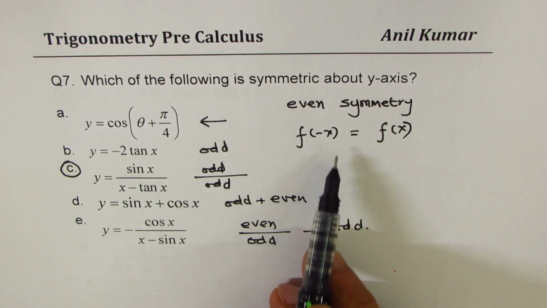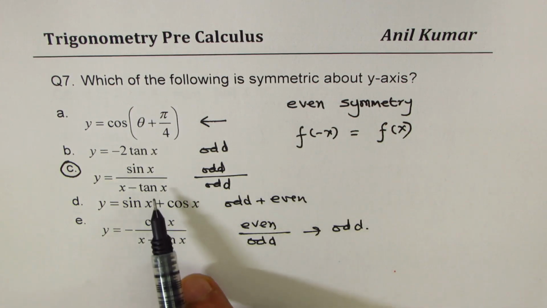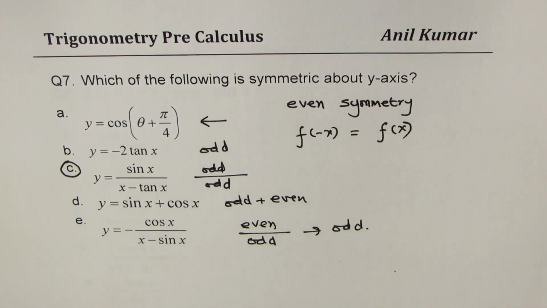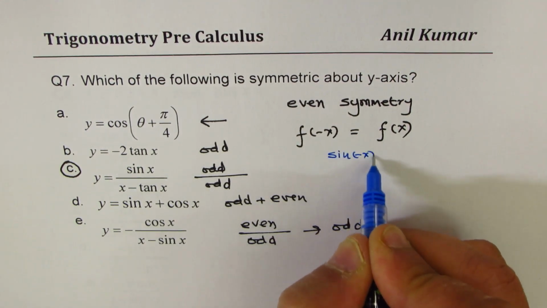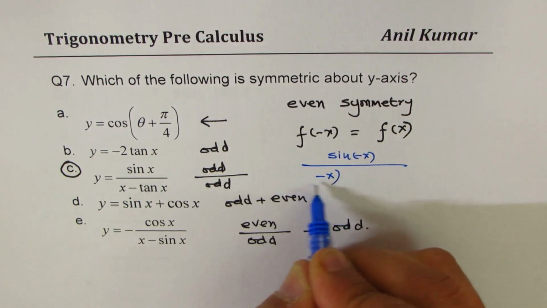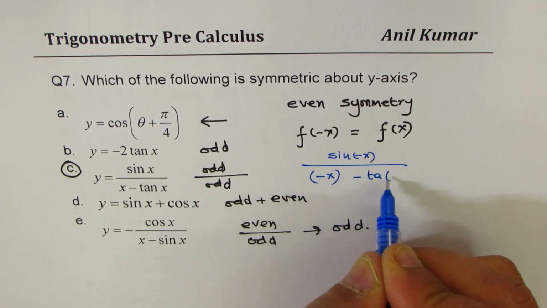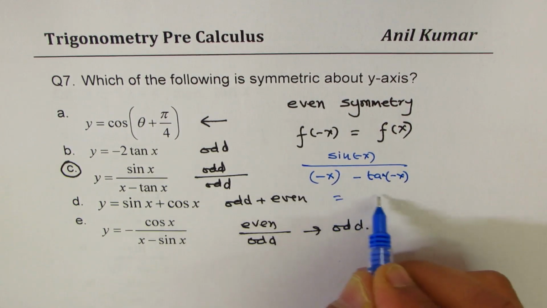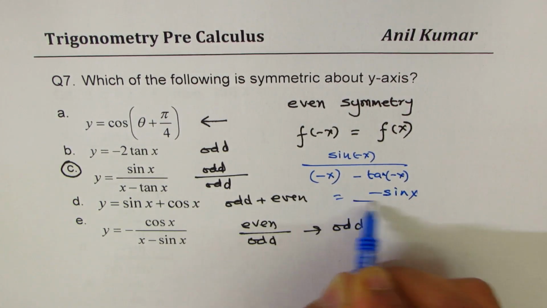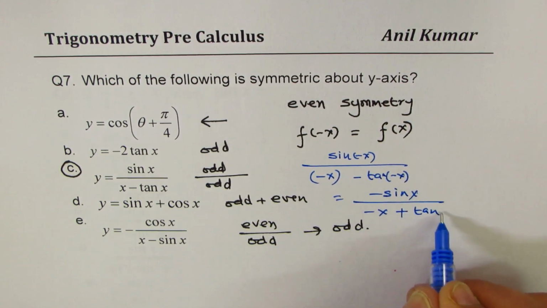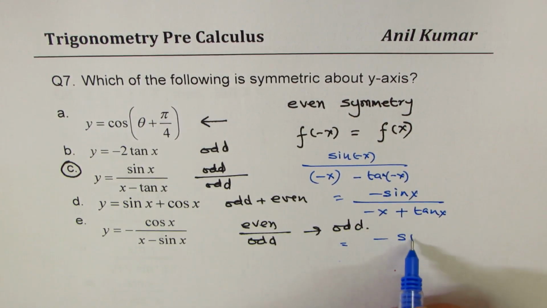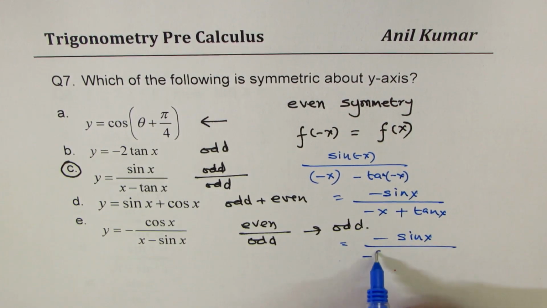If you want, you can prove it. But don't waste your time in a multiple choice question. You should kind of do it like this. Now, some of you can actually prove it. So, sine of minus x over minus x minus tan of minus x is equal to minus sine x over, this is negative x, this is negative and negative makes it positive, which gives us negative sine x over negative of x minus tan x, right?